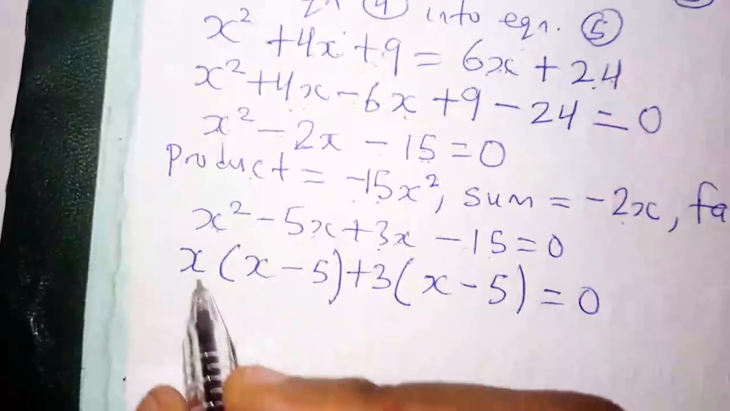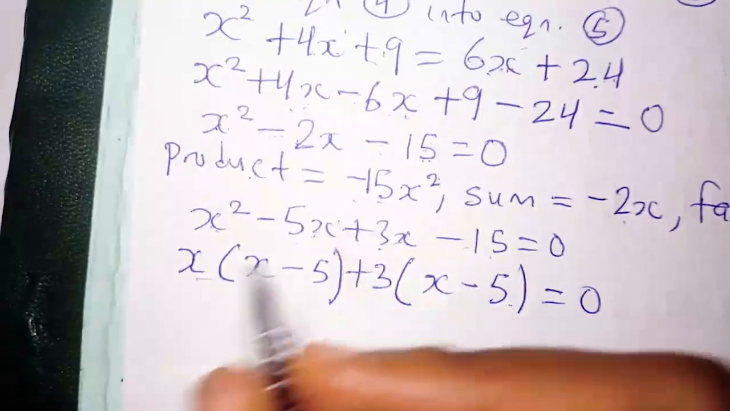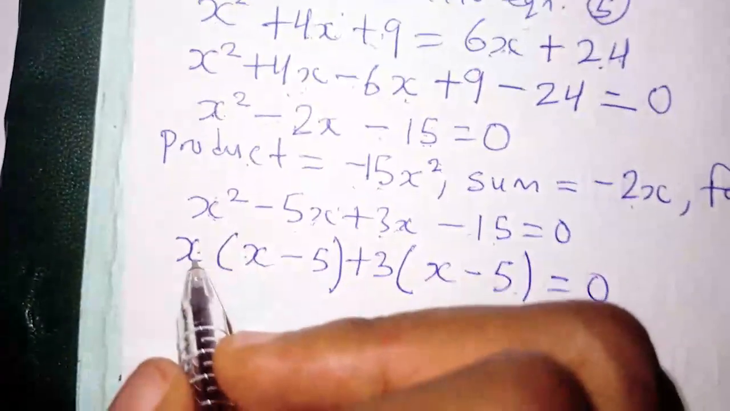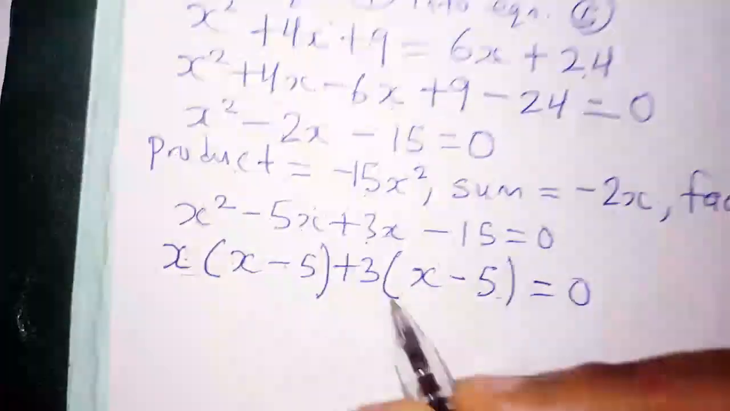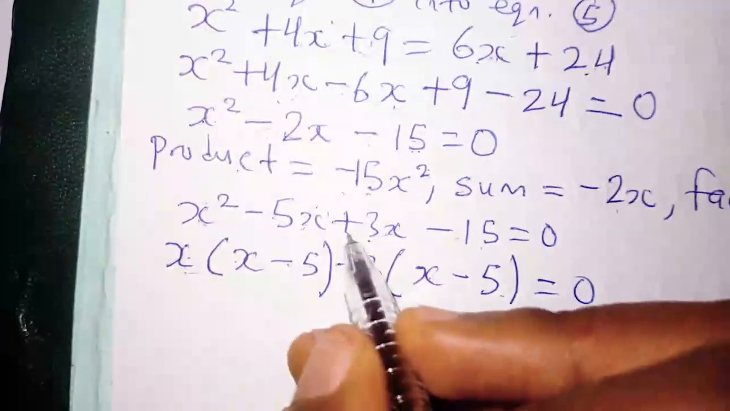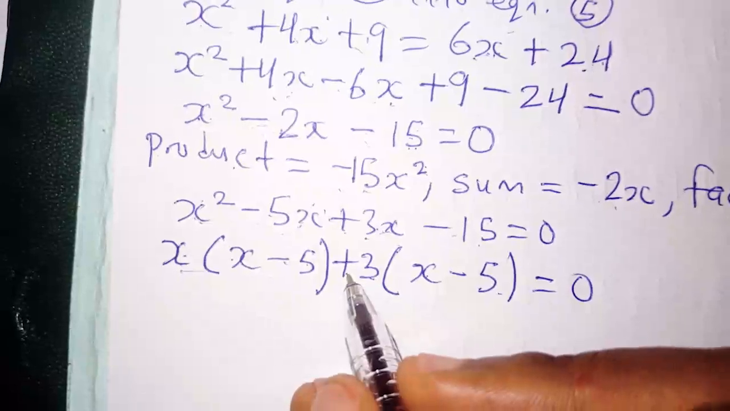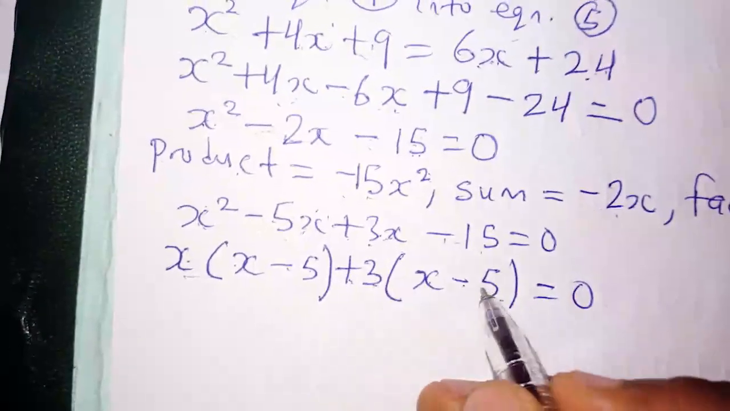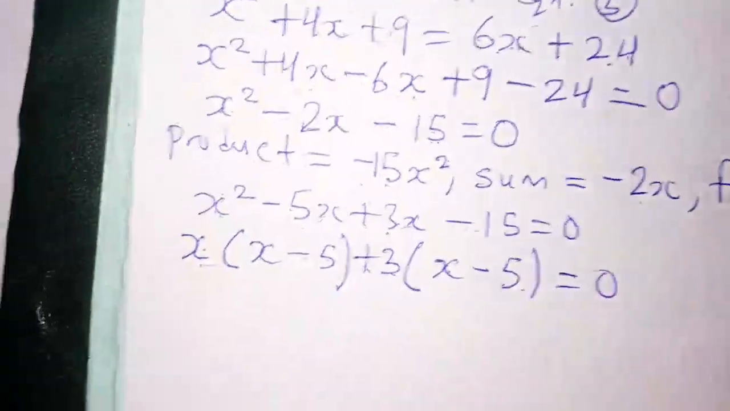And remember, by the time you expand this bracket again, you must get this. x times x will give you x squared. x times minus 5 will give you minus 5x. Plus 3 times x will give you plus 3x. And plus times minus will give minus, 3 times 5 will give you 15. So these expressions are the same.